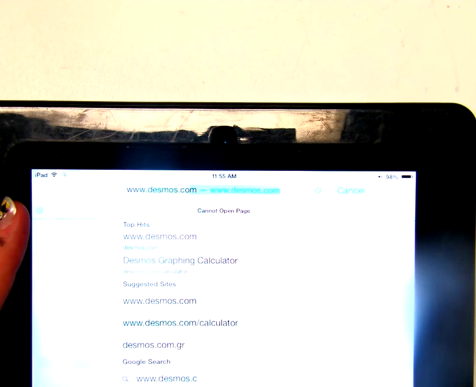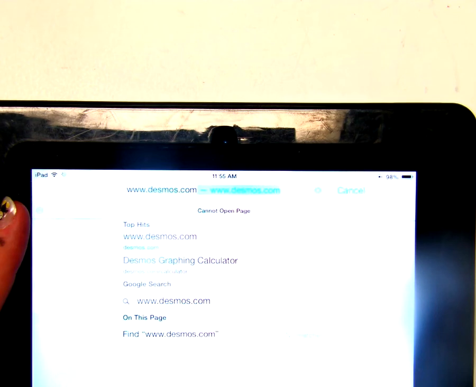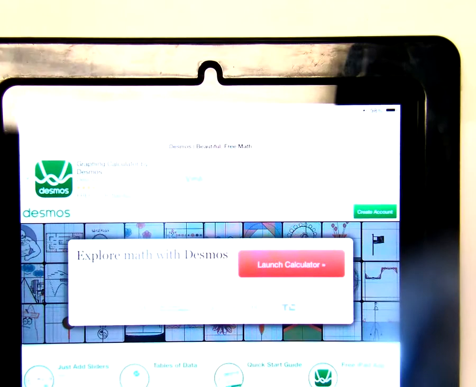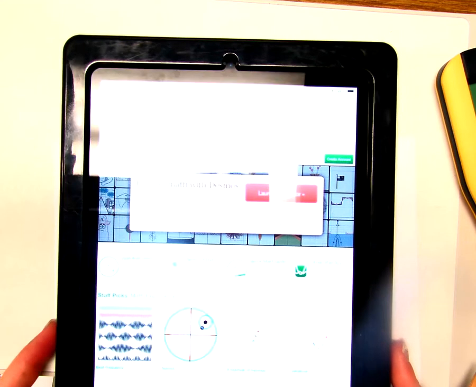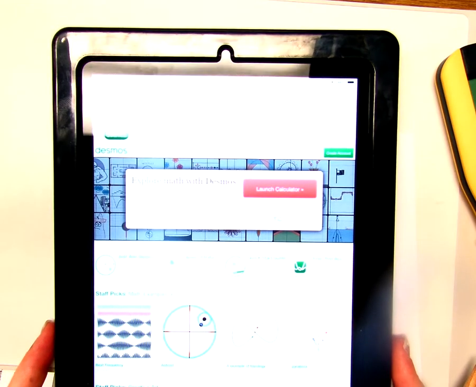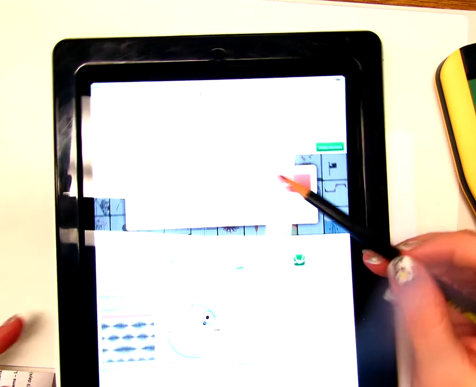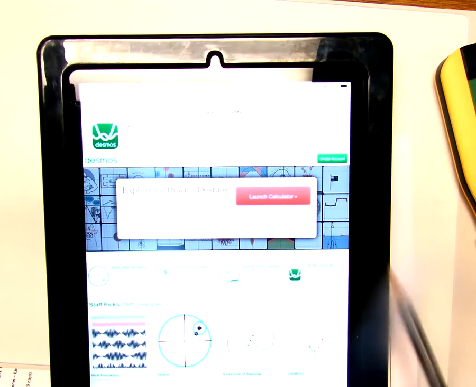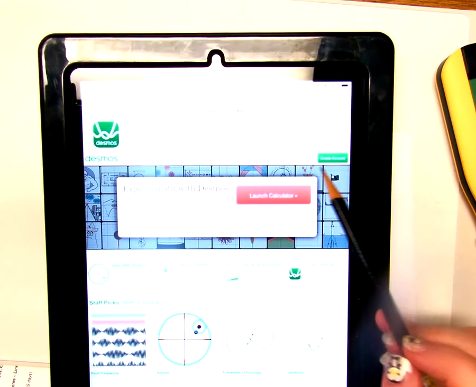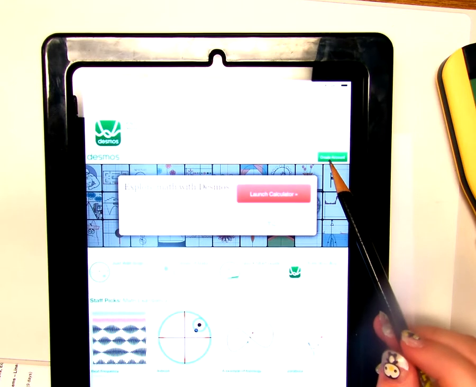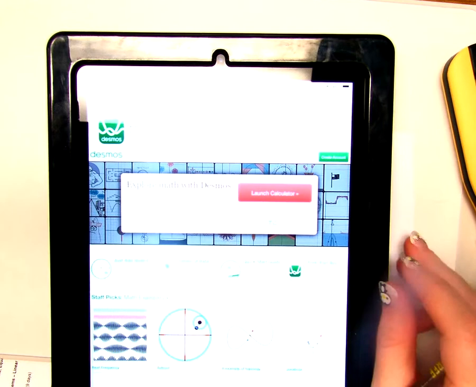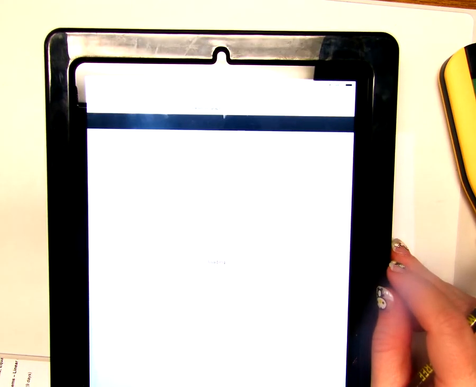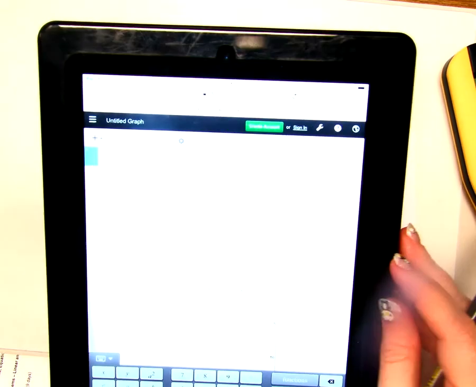desmos.com. It looks like this. Why is it doing that? Just pretend you can see it. This is the only button you need to really see, right, is this red one right here. Can you see what it says? Launch calculator. Now you can sign in. There's a create an account button up here, and I may end up having you do that eventually. But if we launch the calculator, it will load, and then you will see.